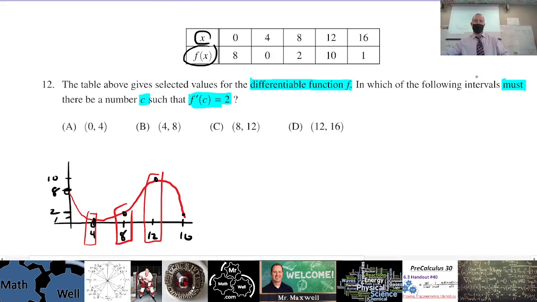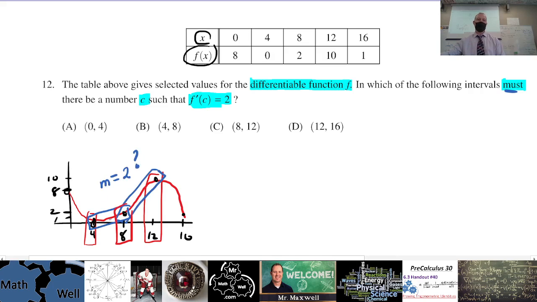Now, it could be possible that there might be something between 4 and 8. But remember, this is a must. So that means that we are looking for some kind of theorem. You're asked about some kind of theorem. And in this case, of course, we've been dealing with the mean value theorem. So what we'd want to do is find out if there is a slope between any 2 points. And these are the 2 sets of points we'd question. Is the slope between those 2 points 2?